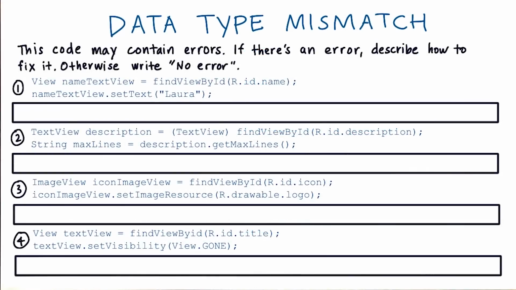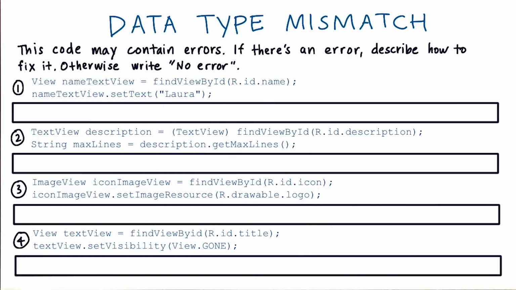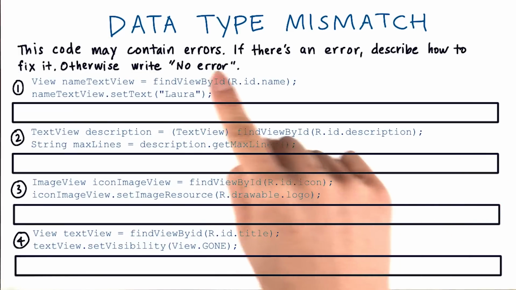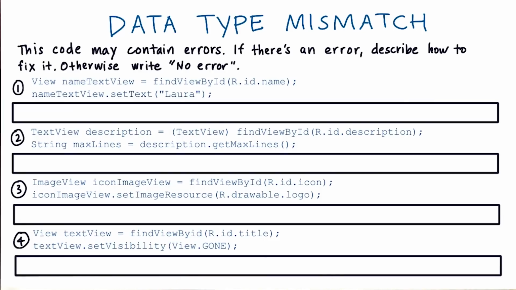Now it's your turn to practice. Below are 4 different code examples. Some of the code may contain errors relating to data types not matching. If you find an error, describe how you're supposed to fix it by writing it in the boxes provided. Otherwise, you can just write no error if the code is perfectly fine. This is going to be a challenging quiz because we just covered a lot of concepts and this code is still pretty new to you.